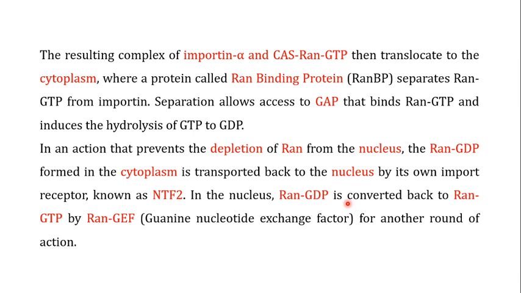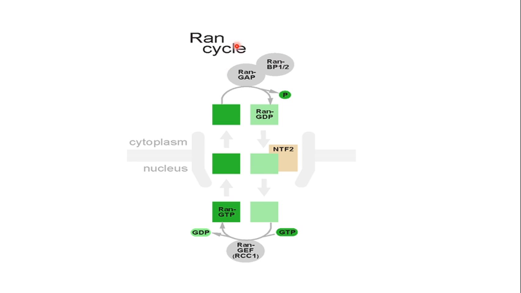Now what happens in the nucleus is, as I've told you, that this RAN GEF is present, and what this RAN GEF will do is convert the RAN-GDP again into RAN-GTP, and this RAN-GTP will then be responsible for releasing the cargo from the importin-α by the process that we just discussed. So this is actually the RAN cycle.